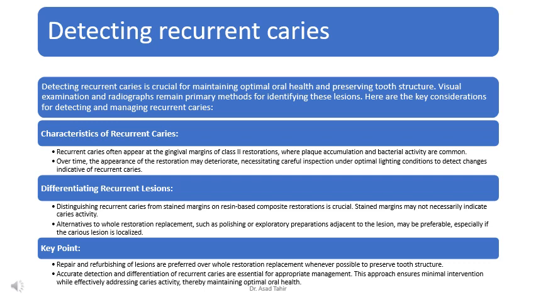Differentiating recurrent lesions. Distinguishing recurrent caries from stained margins on resin-based composite restorations is crucial. Stained margins may not necessarily indicate caries activity. Alternatives to whole restoration replacement, such as polishing or exploratory preparations adjacent to the lesion, may be preferable, especially if the carious lesion is localized.